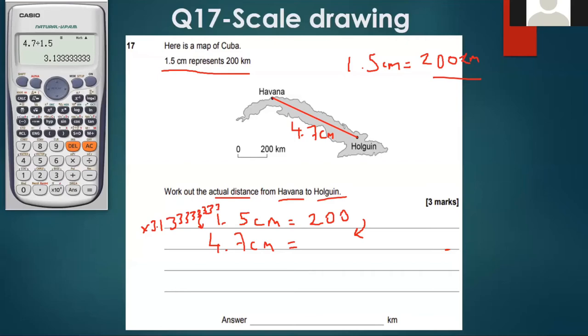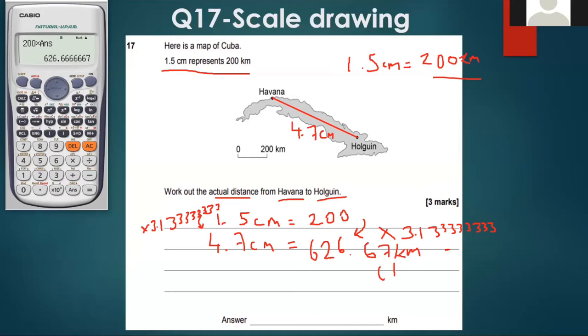3.13333 recurring. What I'm now going to do is multiply the same side by this decimal here, guys. So going back, I'm going to do 200 multiplied by the answer, because it's saved it. So this is going to give us an answer of 626.67 kilometers to two decimal places, or 626.7 kilometers.